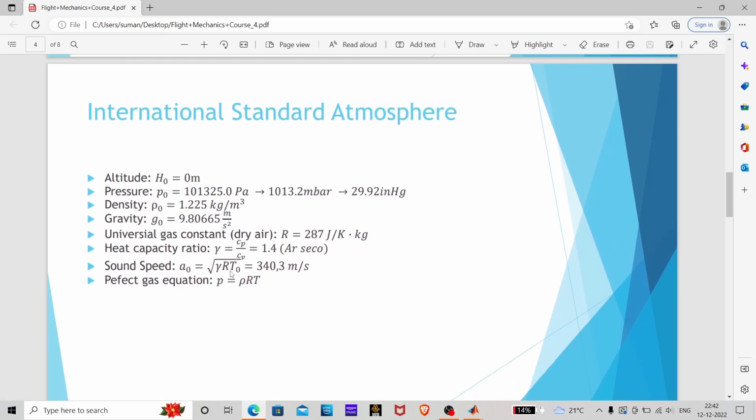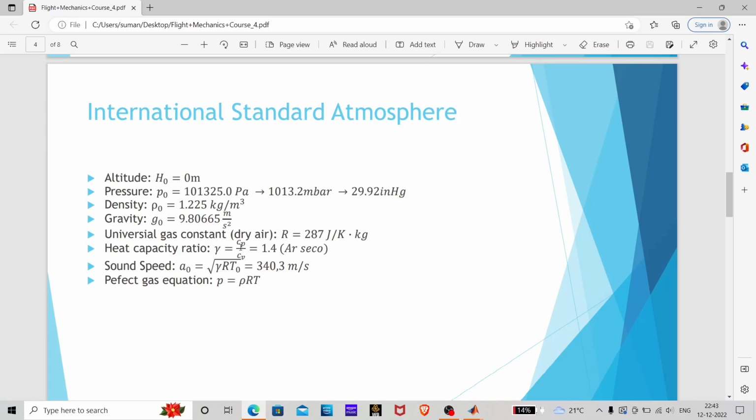These are the international standard atmosphere values at sea level. When the altitude is 0, the pressure is 101325.0 Pascal, the density is 1.225 kg per meter cube, and the gravity is 9.80665 meter per second square.